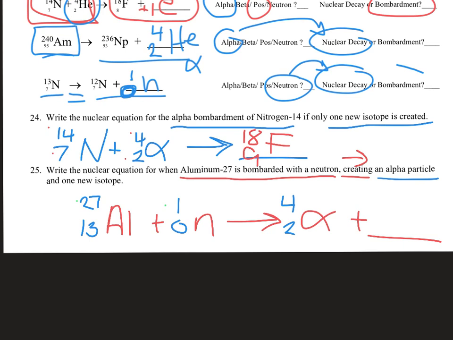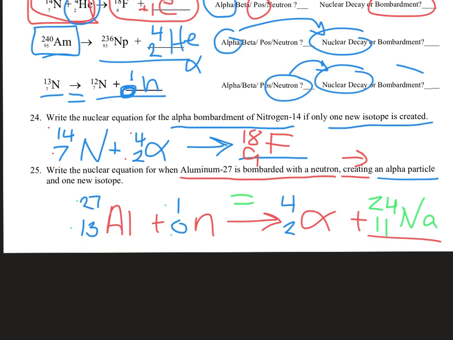27 plus 1, which is on the left side of the arrow. Remember, the arrow's like an equal sign. 27 plus 1 gives me 28. So 24 plus 4 gives me 28. That's how I figure out my top number that's missing. On the bottom is 13 plus 0, total of 13. So 11 plus 2 should give me 13. And the element 11 on the periodic table is sodium. So I balanced it out.